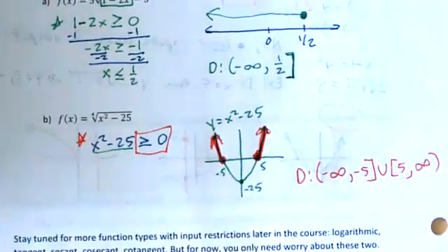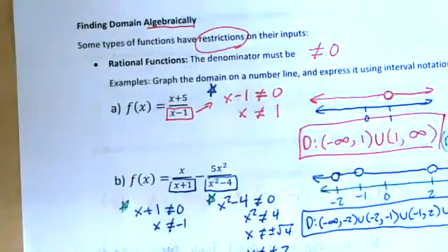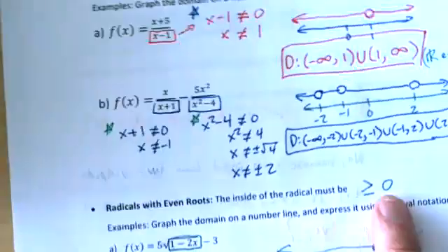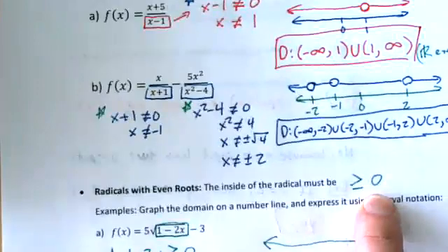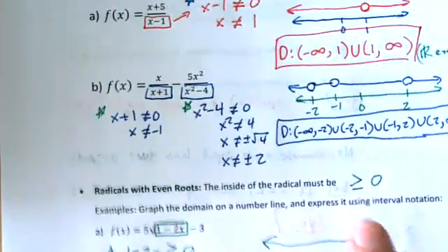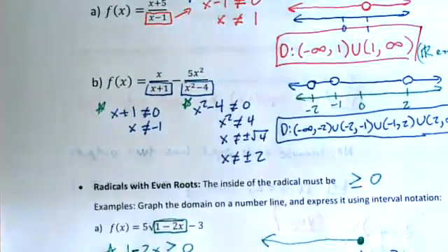Now, I'm going to tell you, in chapter 1 for now, those are the only two restrictions that we're going to need to worry about. Rational functions, the denominator must be not equal to 0. Even radicals, the inside must be greater than or equal to 0. We are going to add on to this as we go forward.